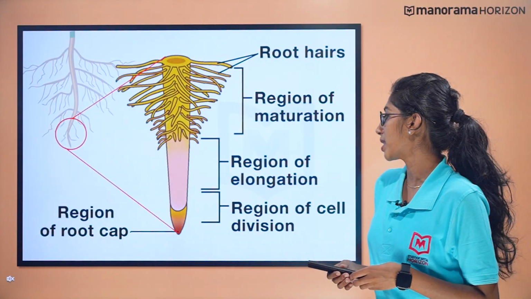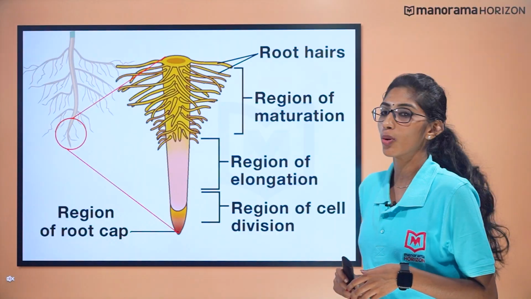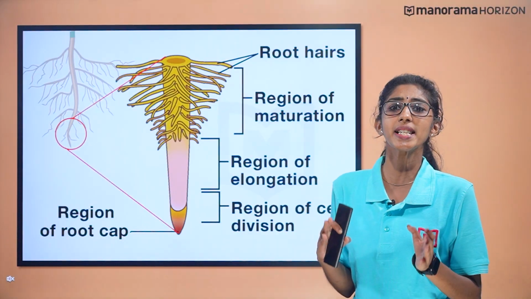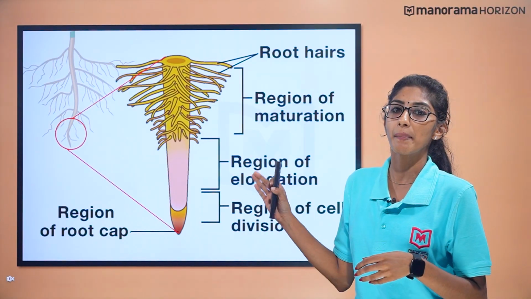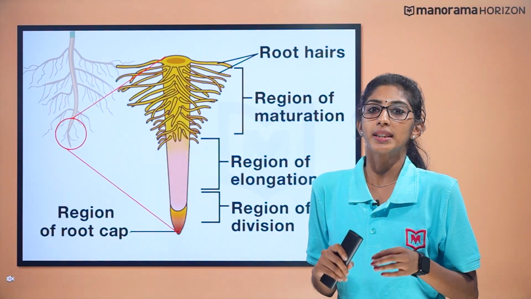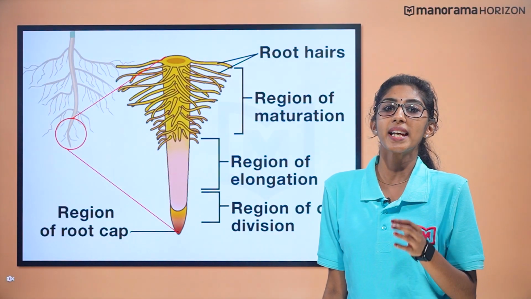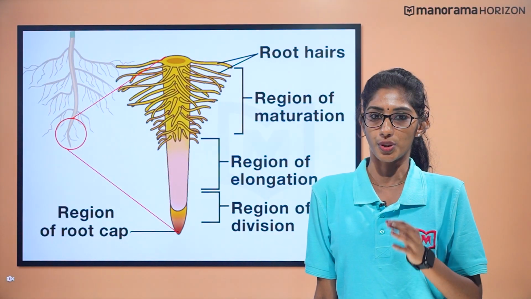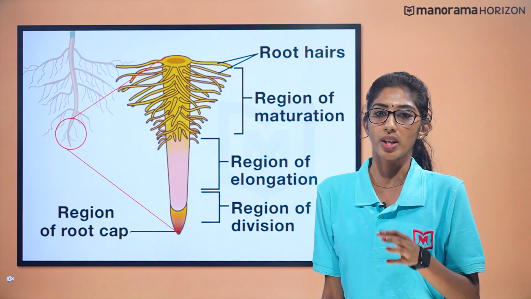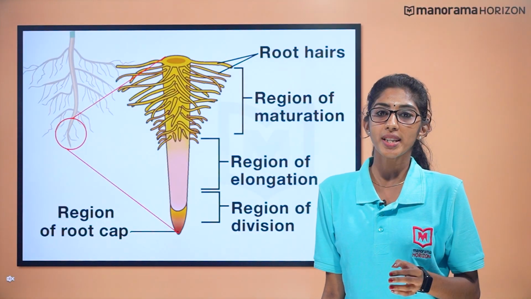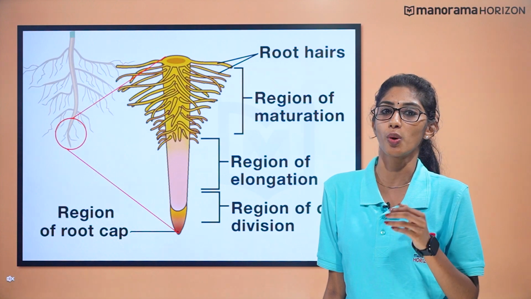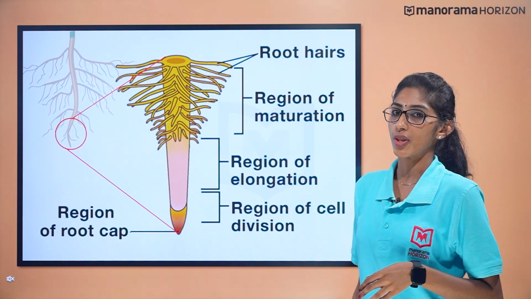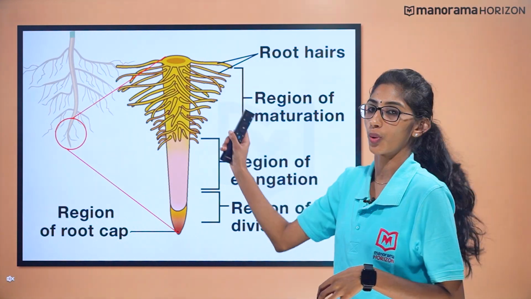The third region is the region of elongation. It is situated behind the meristematic region. The cells elongate speedily and increase the length of the root. The cells of this region can absorb water and minerals from the soil. The fourth region is the root hair zone.